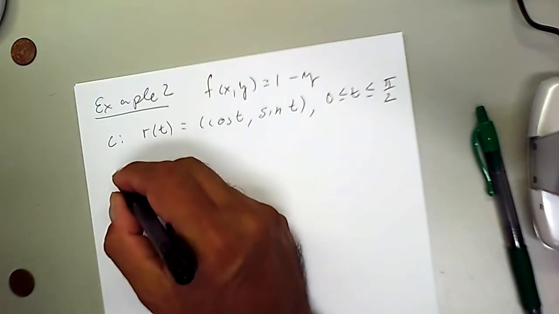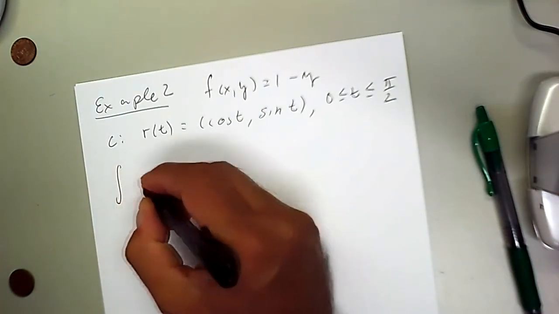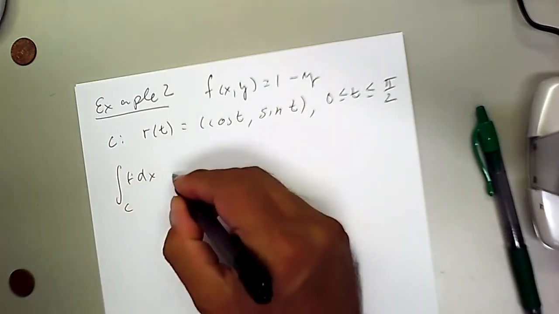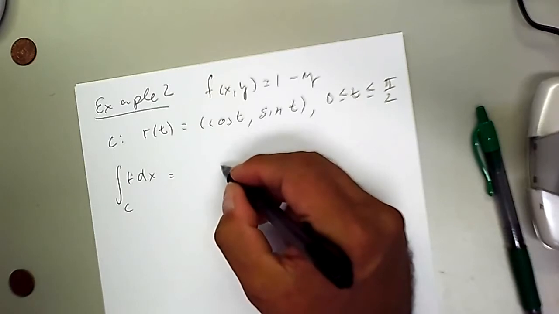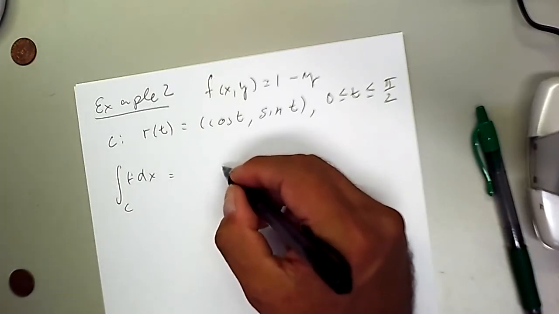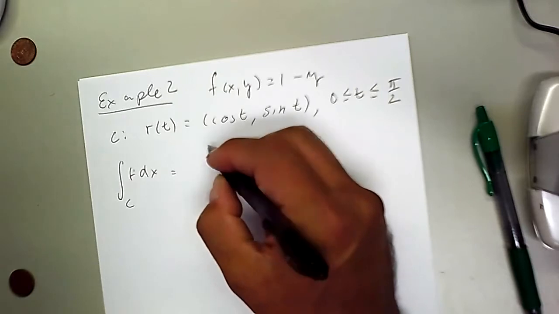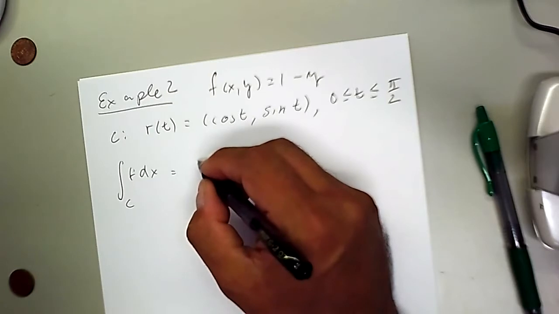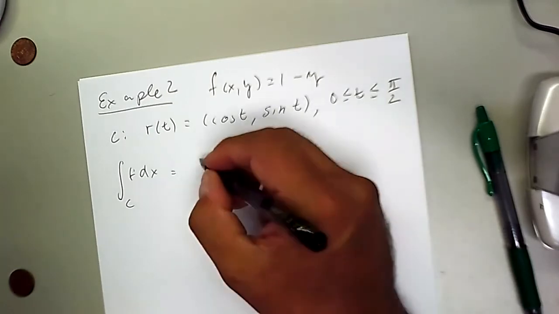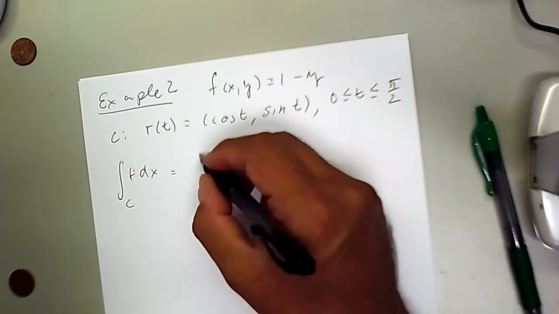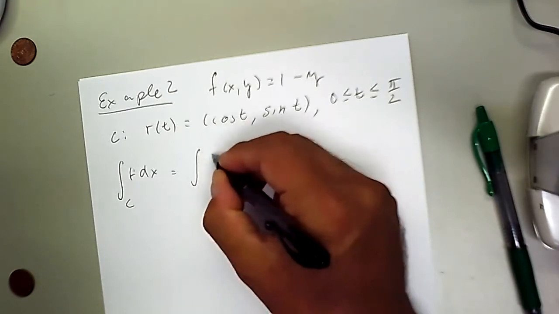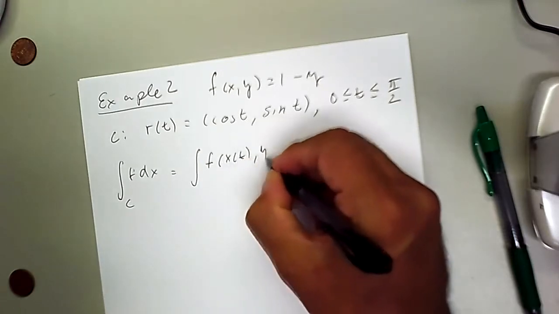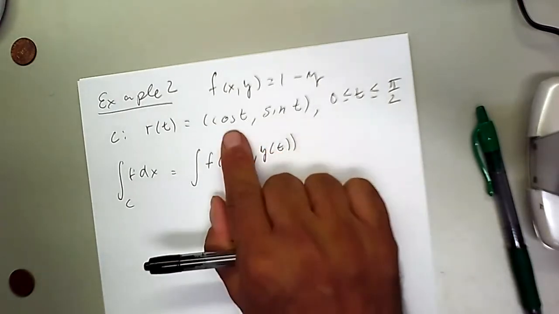So the integral of f with respect to x on the curve is going to be defined as, and that's something I didn't do in the last example, I didn't define it. What the integral is, we're going to define it probably after we finish this guy. So here we define this as the integral of f of x of t, y of t, indicating that we're going to plug in those two.